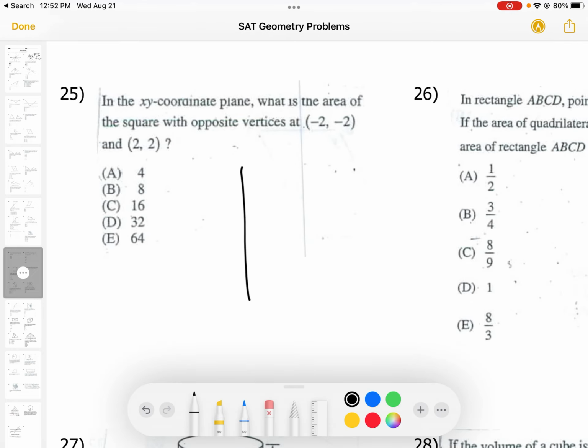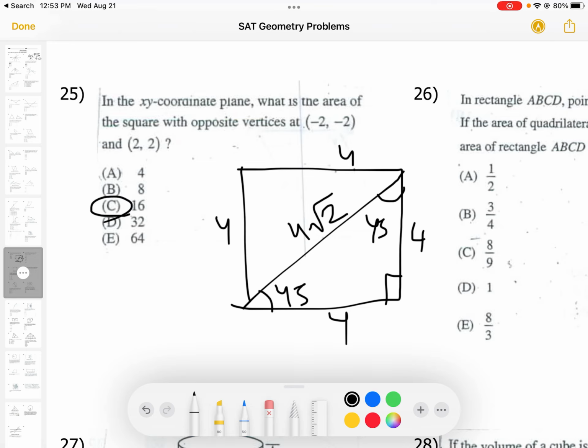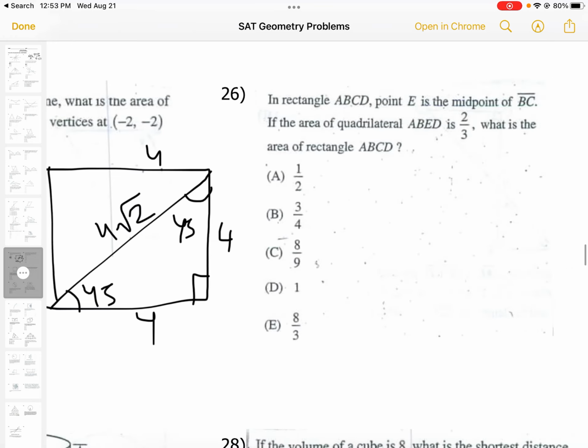Yeah, we can continue. Like we said, we have the square, we have the diagonal, we found out it's 4 root 2, and that's all we need. We know these angles are 45 degrees and 45 degrees, because it's a diagonal of a square. This is a 90 degree angle. So using our special triangle rules, we know this side and this side are both 4, which means this is a square with side length 4 and area 16, and we're done.